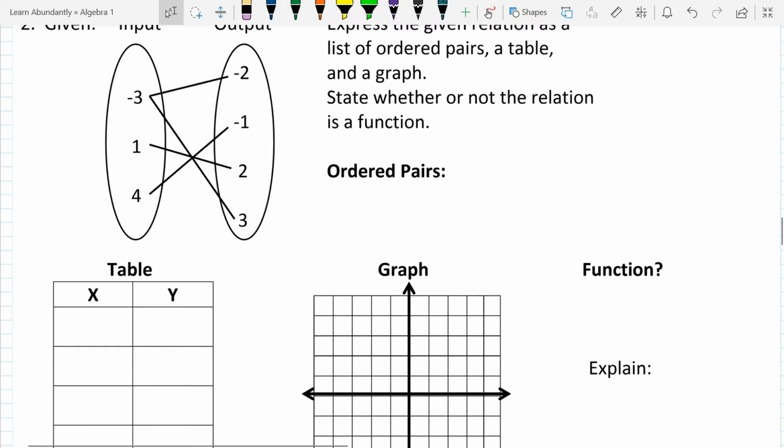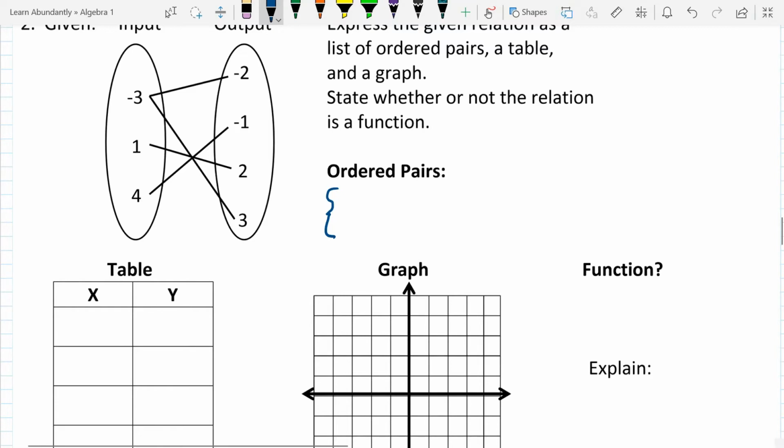I'm going to jump right in. Ordered pairs first. I'm going to do my list. So I need brackets. I'm going to do the braces, the curly brace. Now I've got a mess here. So I'm going to not think about each one of these numbers like an ordered pair. I'm going to think about each one of the lines like an ordered pair.